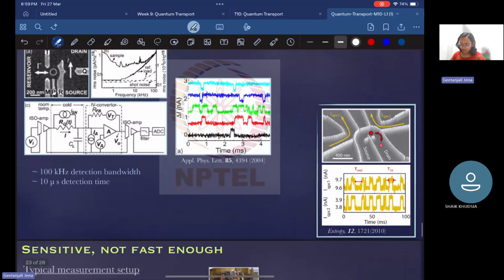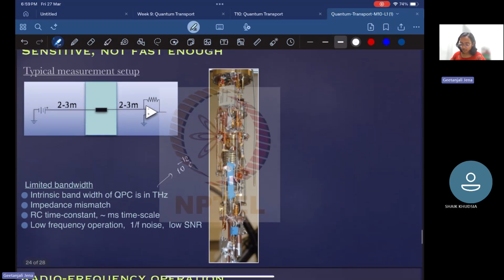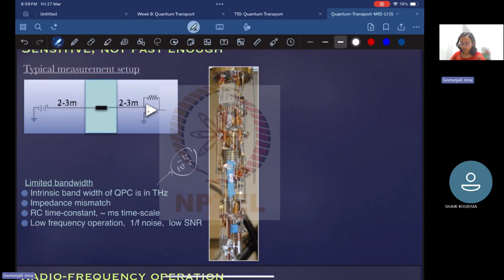So what is deciding this? What is making this bandwidth reduced from 10 to the minus 12 to 10 to the minus 3? Why are we not seeing this 10 to the minus 12 second? Why are we not able to detect the charging and discharging event in the order of 10 to the minus 12, or picosecond? This is because of three things: one is the impedance mismatch, one is the RC time constant, and one is the low frequency oscillation.